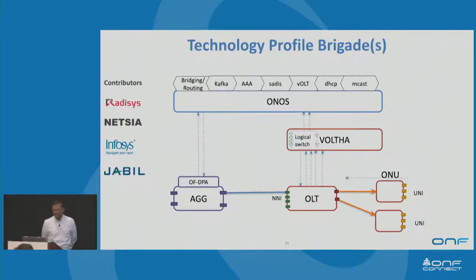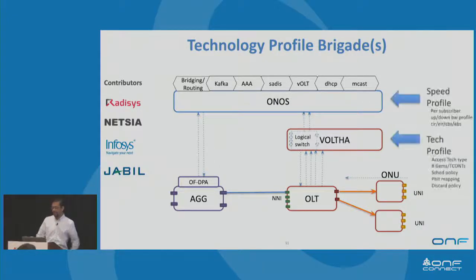You've seen this in the first session, about how VOLTHA abstracts the PON, presents a logical switch to the SDN controller, and how applications are then written on top of the SDN controller to bring out features in the PON. Part of that logical switch abstraction is that a switch should be able to perform QoS. That's where technology profiles and speed profiles come in. Speed profiles are also sometimes called bandwidth profiles, and when we say tech profiles, we mean technology profiles as well as bandwidth profiles, because they work together.